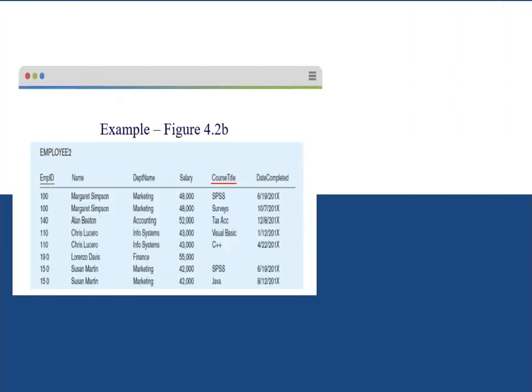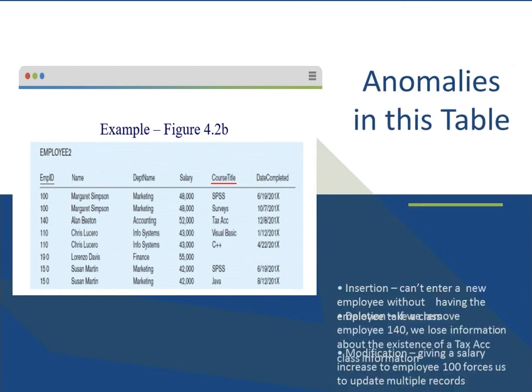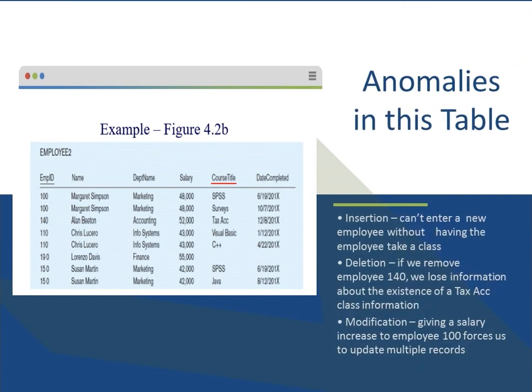There is an example of the anomalies in this table. First, insertion: we can't enter a new employee without having the employee take a class. Next, deletion: if we remove employee 140, we lose information about the existence of a Tax class. And last, modification: giving a salary increase to employee 100 forces us to update multiple records.